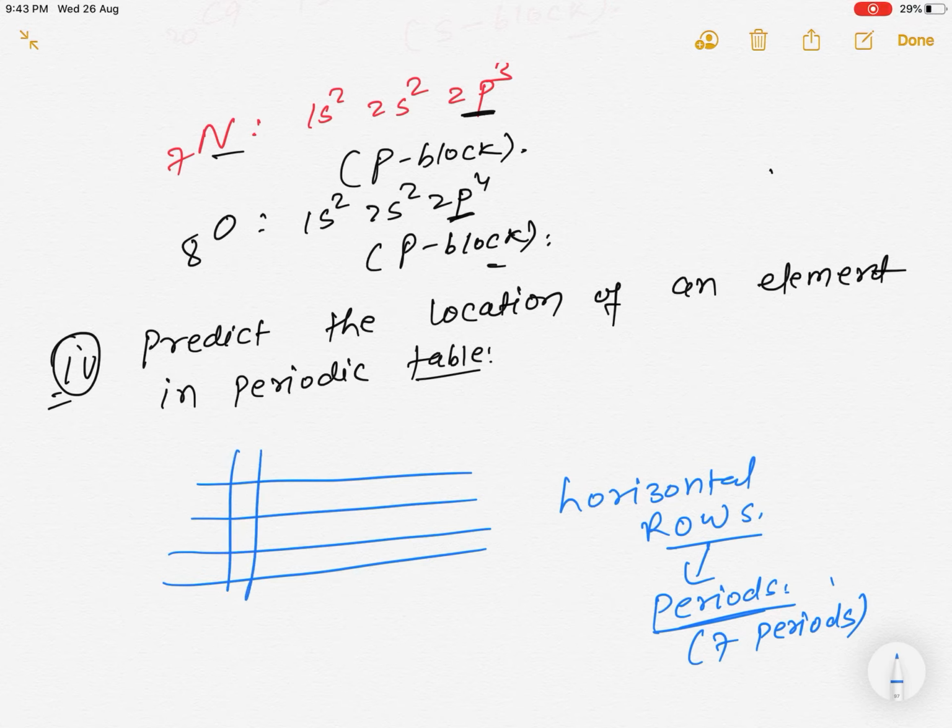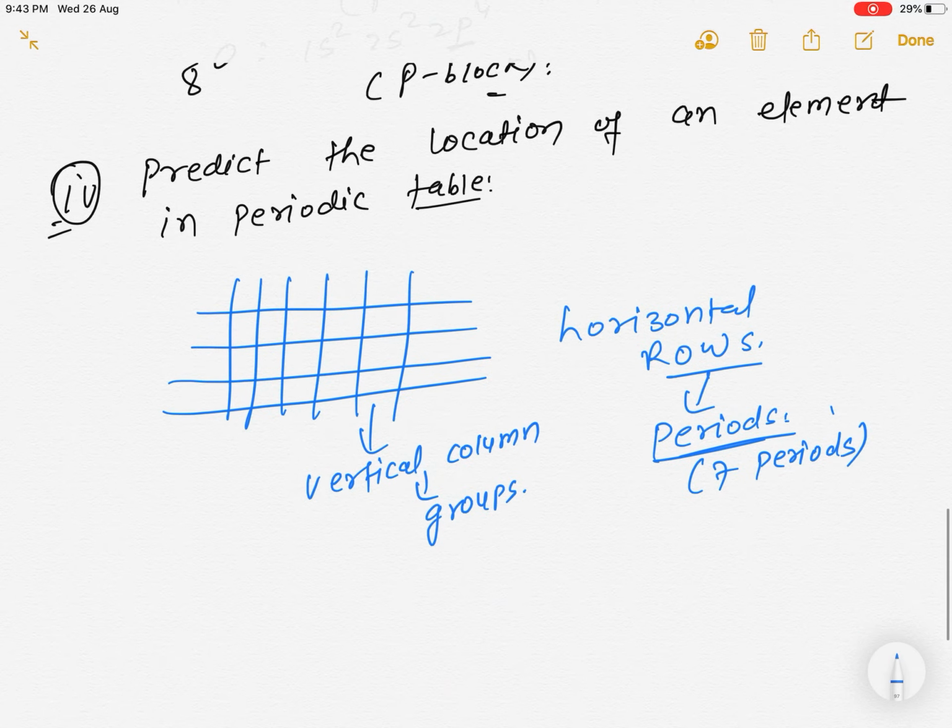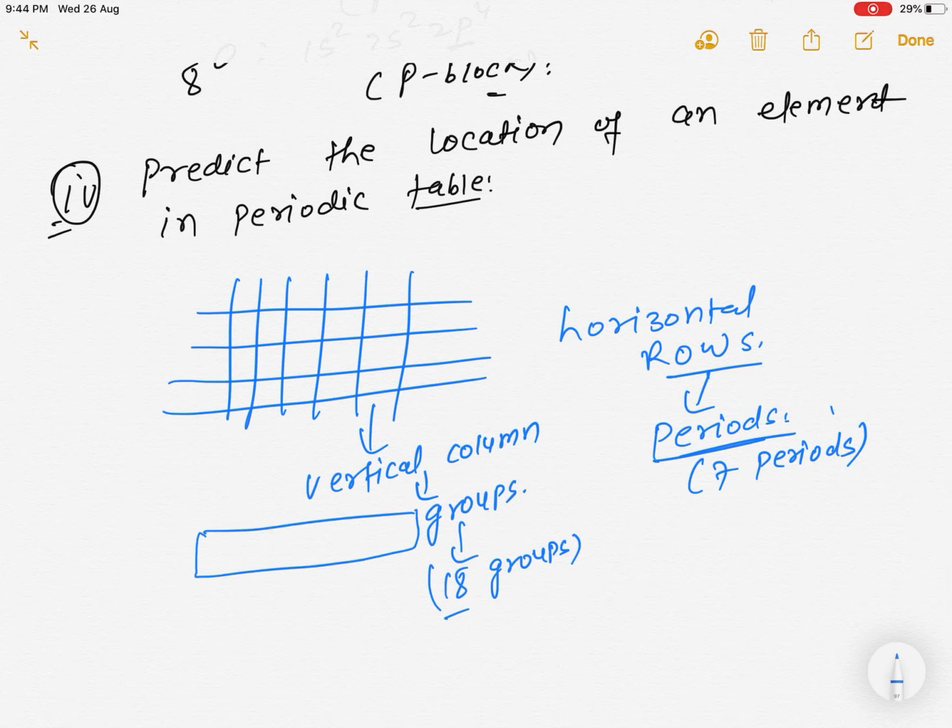And also you see the vertical columns. The vertical columns are called groups, and there are 18 groups in the periodic table. Don't be bothered about the 2 rows that you see at the bottom of the periodic table. We will discuss that also, but remember that it's part of the main body of the periodic table only.